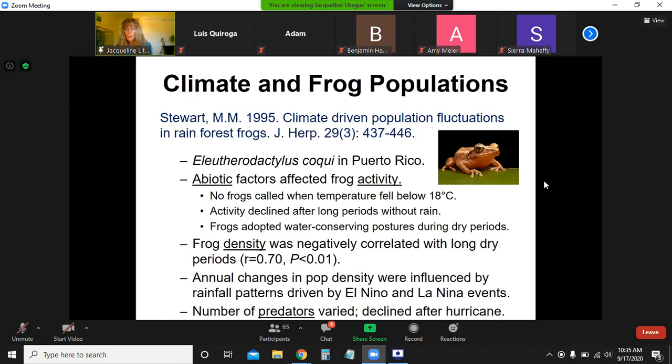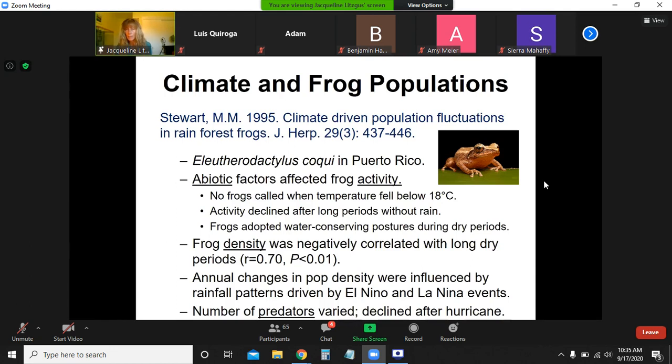So Dr. Stewart studied populations of these coqui frogs in Puerto Rico over a 15-year period. This is a really neat study because it's such a long data set. So, results of 15 years of population censuses.